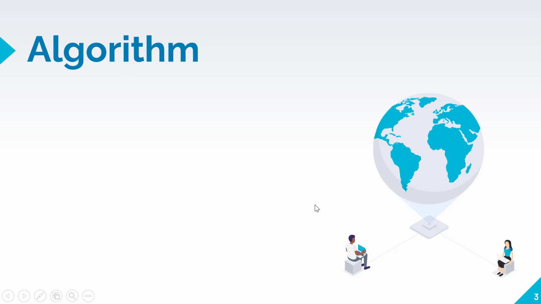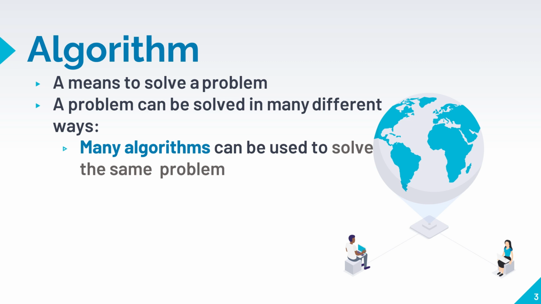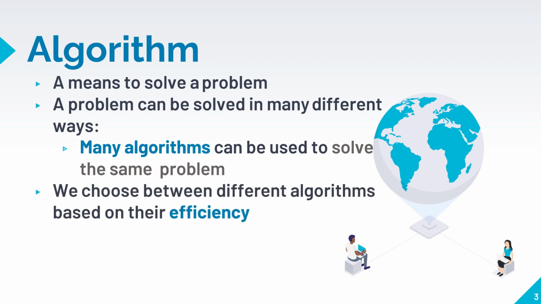So it is a means to solve a problem that can be solved in many different ways. Okay? So many algorithms can be used to solve the same problem. So hindi porket iisa yung problem, iisa lang yung possible algorithm niya. So marami yon. So iba yung algorithm ng isa, iba rin yung algorithm ng isa. Pero iisa lang yung problem and output. But we have to choose between these different algorithms based on their efficiency.